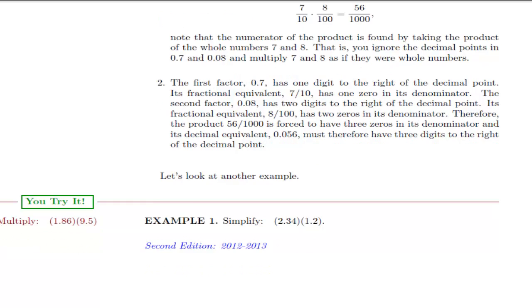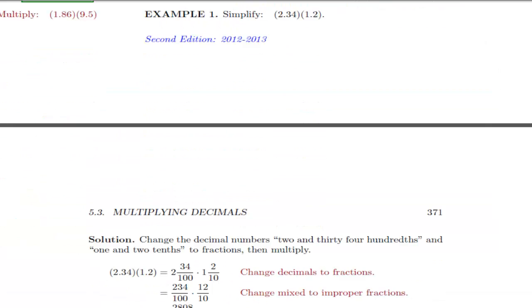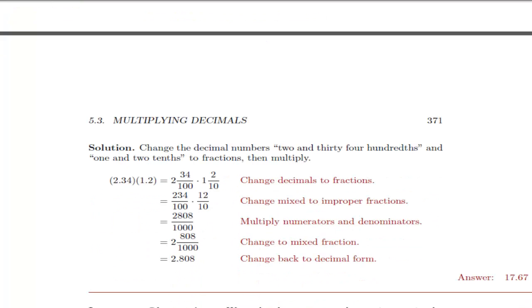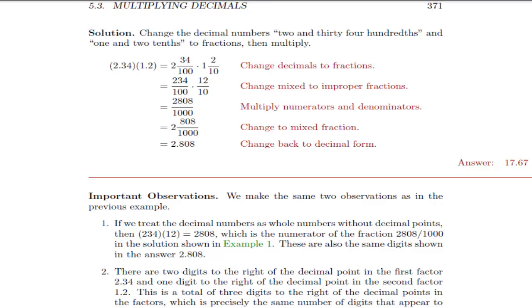Let's look at another example. Example 1. Simplify 2.34 times 1.2. Solution. Change the decimal numbers 2.34 and 1.2 to fractions, then multiply. So 2.34 becomes 2 and 34 over 100. 1.2 becomes 1 and 2 over 10. Change these to improper fractions. 2 and 34/100 is equivalent to the improper fraction 234 over 100. And 1 and 2/10 is equivalent to the improper fraction 12 over 10.